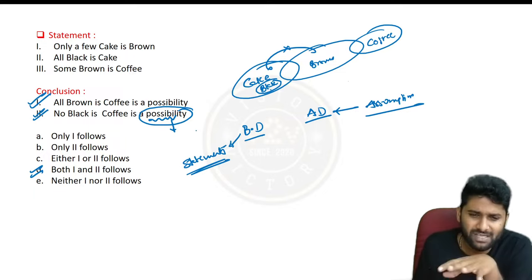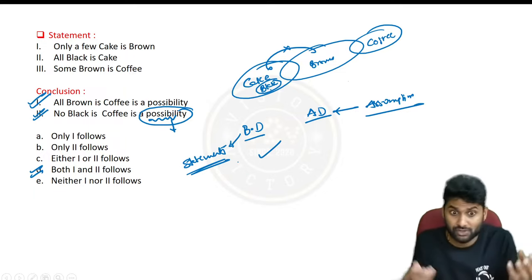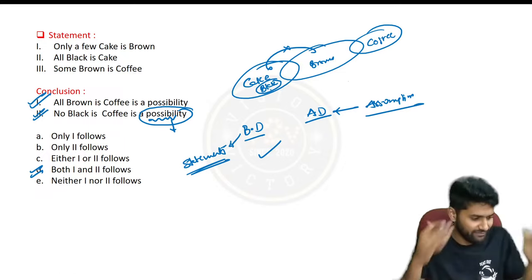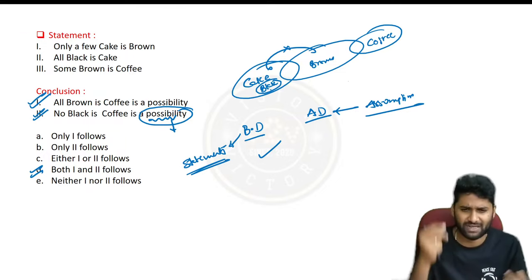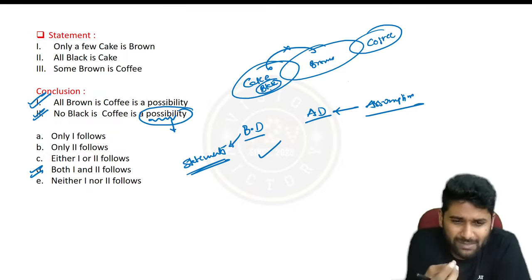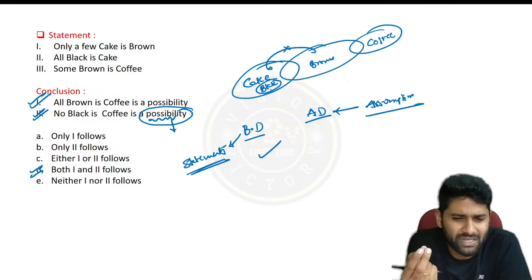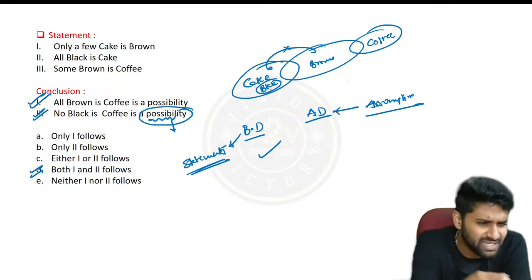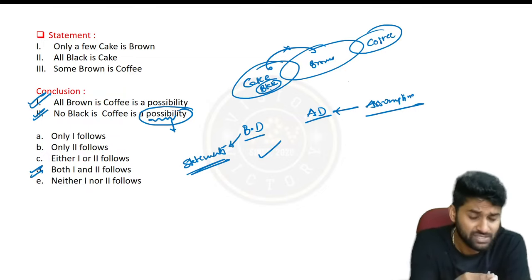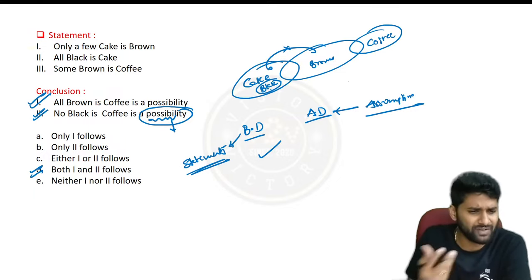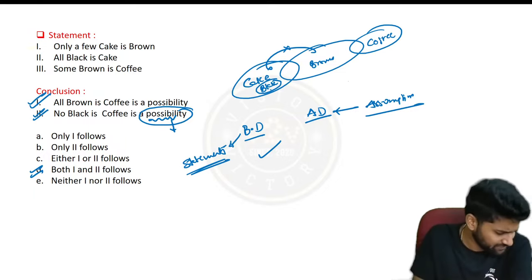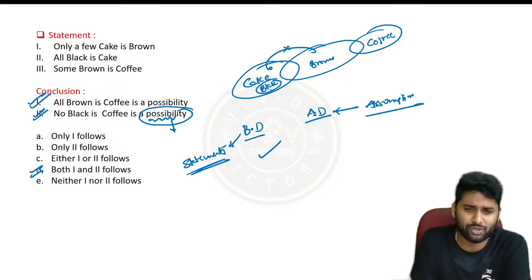Guys, in the basic diagram, "no black is coffee" is always valid. Why? Because you can't see them together. That's why it's a valid one. So we have verified through our eyes that both are not overlapping in your picture. But if you think about the statement briefly, we can assume a few relations. Why? Because there are no restrictions given in any of the statements. So let's assume in this way. It's not at all wrong. Why? Because I can assume all black into the coffee. It is possible. Why? Because I am not violating any of these conditions. I can assume all coffee into the brown, all coffee into the cake, and all coffee into the black.